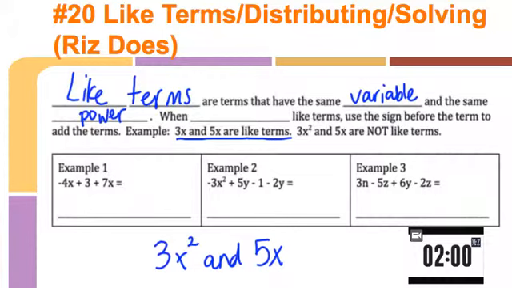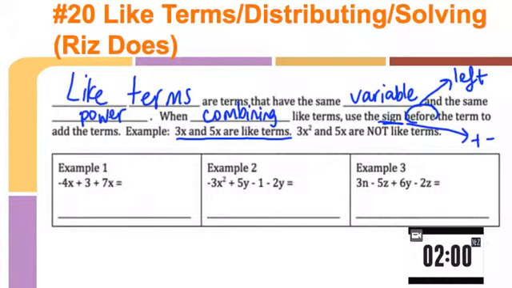So when combining like terms, you want to use the sign, meaning positive or negative, before, that means to the left of the term, to add the terms. Okay, so let's take a look at example 1.